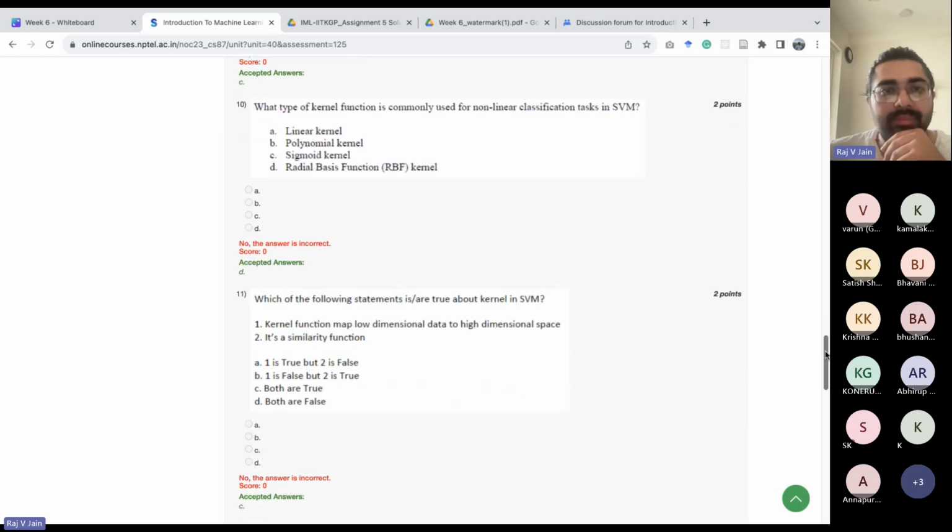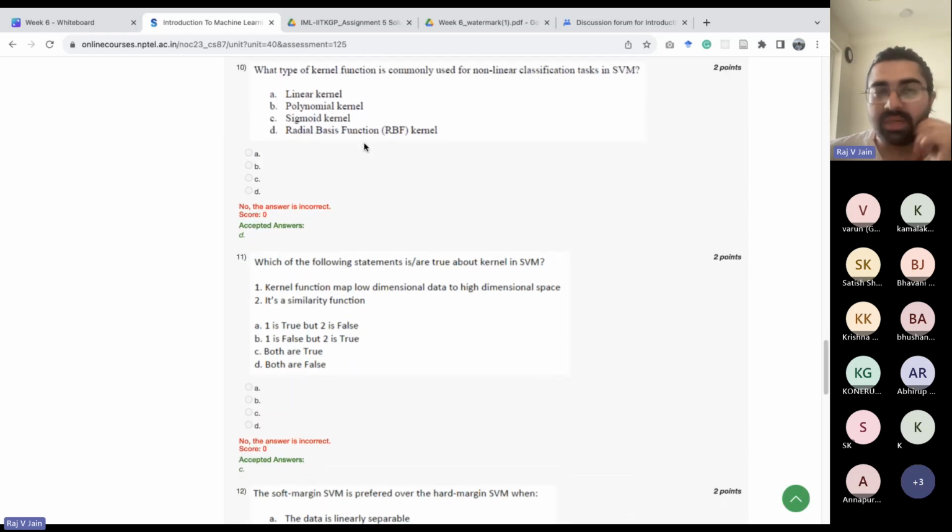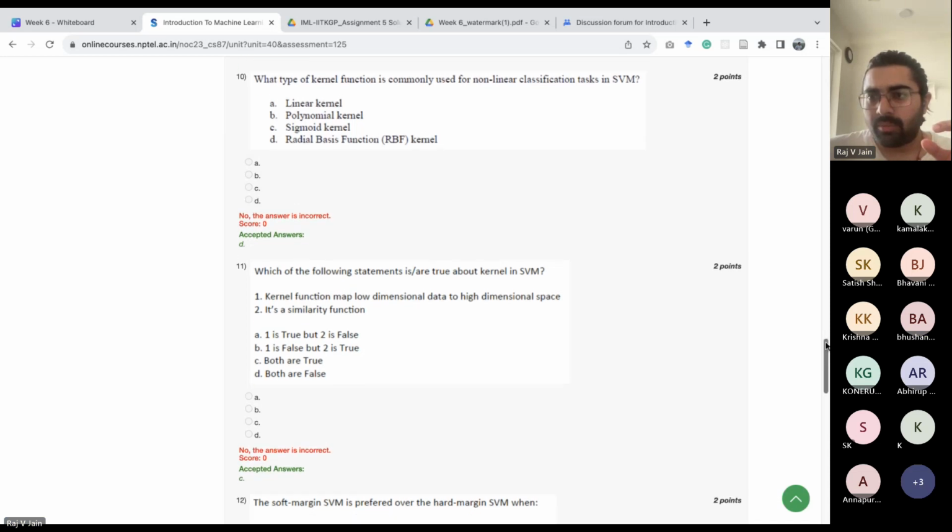Okay. Question number 10. What kind of kernel function is commonly used in nonlinear classification? Again, the RBF kernel is generally used. I hope you know why the RBF kernel is important. Was this covered in the lectures? Not very deeply. Could you just repeat?